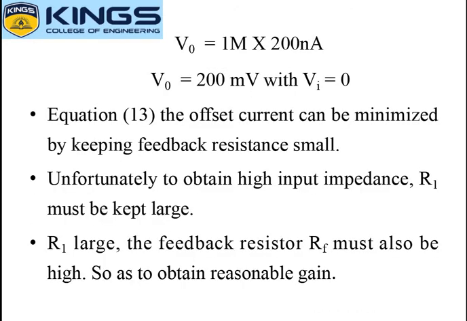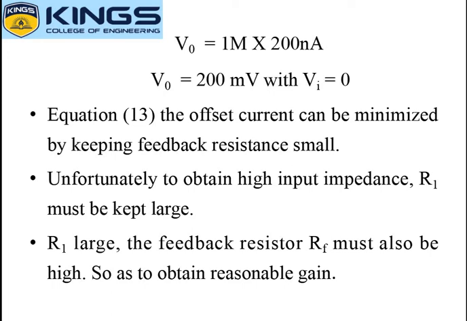So, even with bias current compensation and with the feedback resistor 1 mega ohm, a 741 BJT op-amp has an output offset voltage V0 equal to 1 mega ohm times 200 nano amps, equal to 200 millivolt. From equation 13, the offset current effect can be minimized by keeping the feedback resistance small.